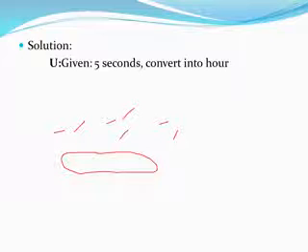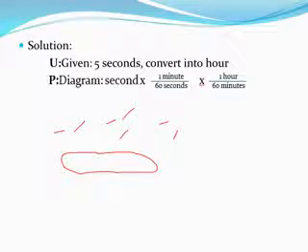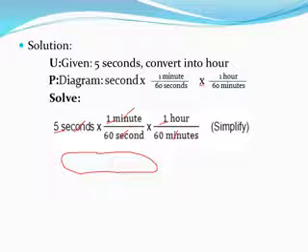Then the second one, we have here the diagram. This is the process in converting from seconds to hours. Then the third step, we can solve the problem. We have here 5 seconds times 1 minute over 60 seconds times 1 hour over 60 minutes. Then we will cancel out seconds, then the minutes. And after that, you will multiply 5 times 1 times 1 divided by 60 times 60. Then our final answer is 1.39 times 10 to the power of negative 3 hour.